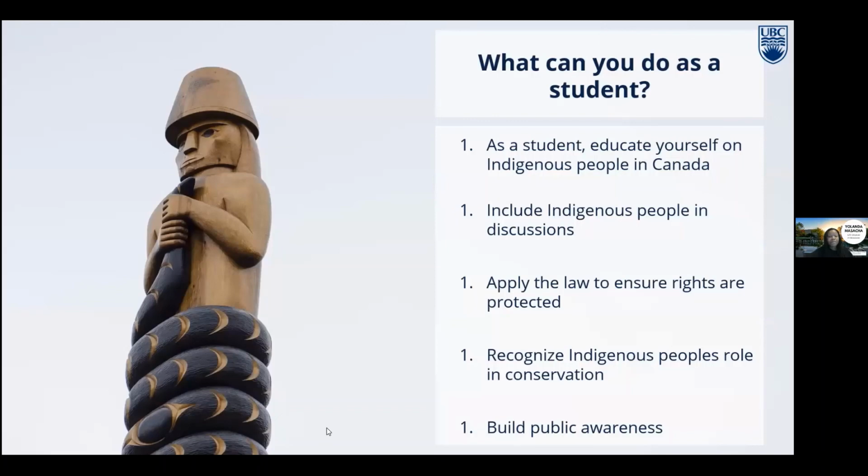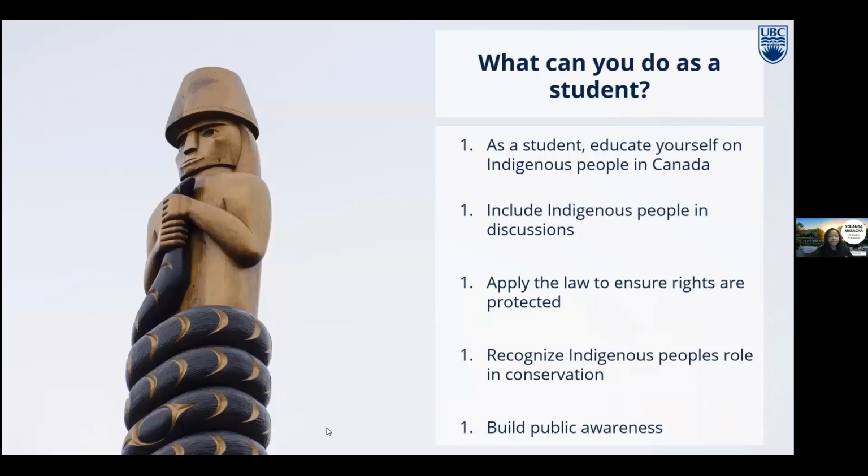And an important highlight, I'm always amazed by this. I learned this just last summer. Although they comprise less than 5% of the world population, Indigenous peoples protect 80% of the Earth's biodiversity. So they hold so much knowledge and there's so much to learn from them.